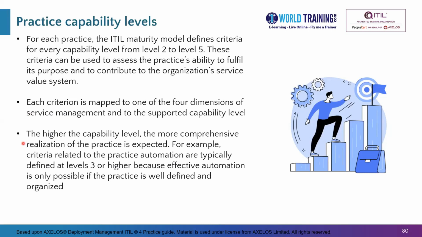The higher the capability level, the more comprehensive realization of the practice is expected and will occur. So for example, the criteria related to practice automation are typically defined at level 3s or higher, because effective automation is only possible if the practice is well defined and organized. It may be possible that a certain practice may have some automation at level 2, but generally comprehensive automation is possible only at level 3.